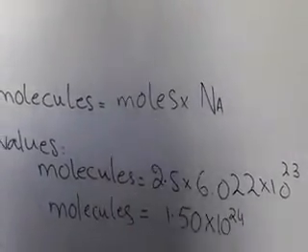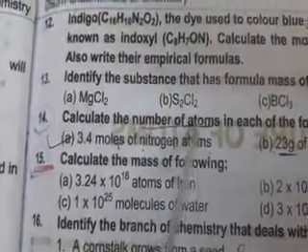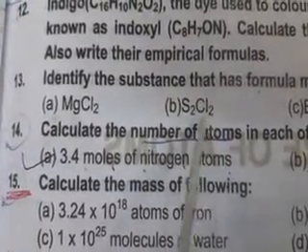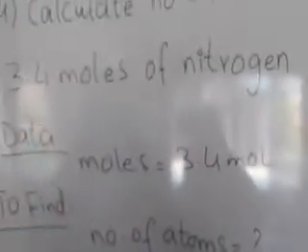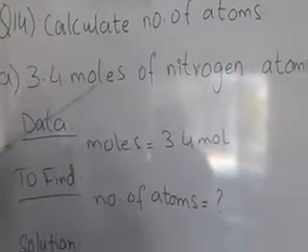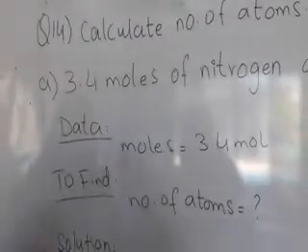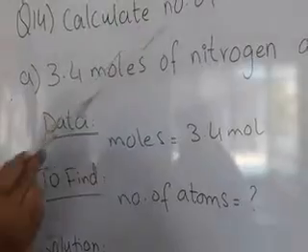This is similar to the previous exercise, just with the difference that there we calculated the number of molecules and now we are calculating the number of atoms. We'll apply the same formula and the same method will be used. Coming to its solution, part A: calculate the number of atoms for 3.4 moles of nitrogen atoms. Data: 3.4 moles. To find the number of atoms.